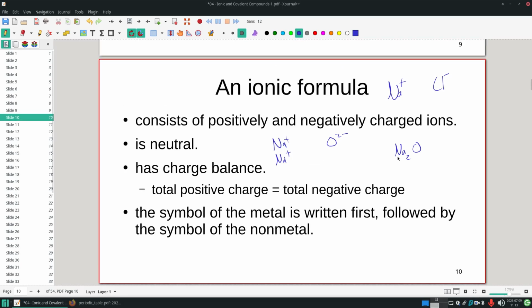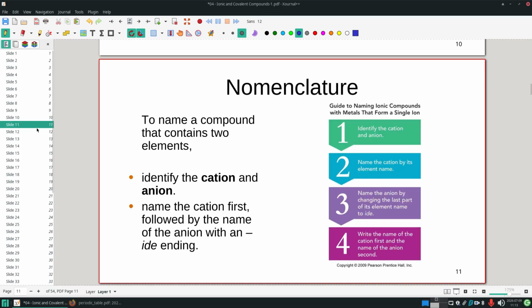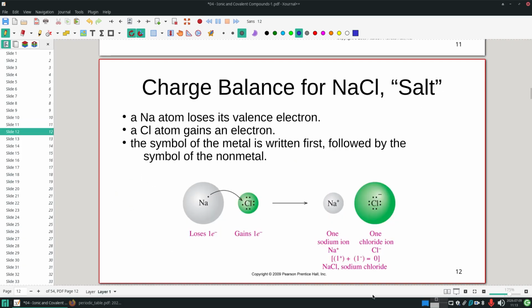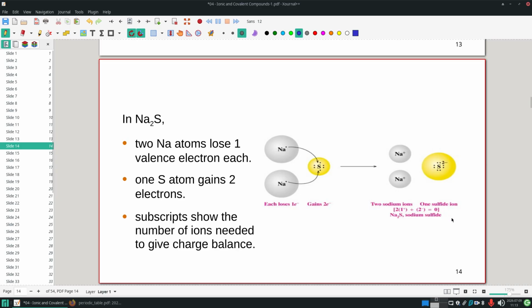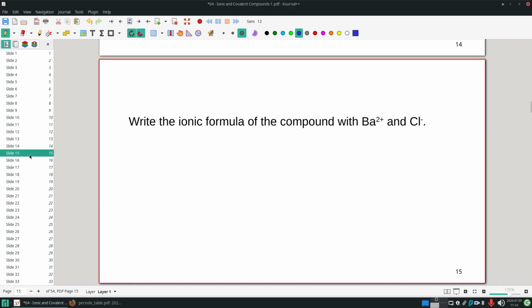This next one, sodium oxide. Sodium metal gets listed first, or stated first. Oxygen, the suffix gets changed to IDE. And then our 3 examples, sodium chloride, magnesium chloride, and sodium sulfide. Relatively simple, relatively straightforward. So let's come up with the formula and the name when we mix barium with chlorine.